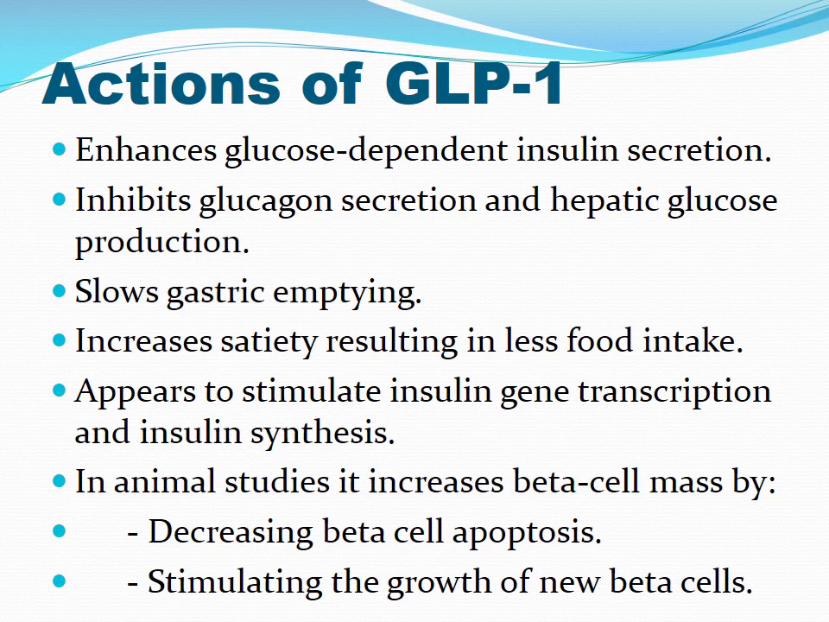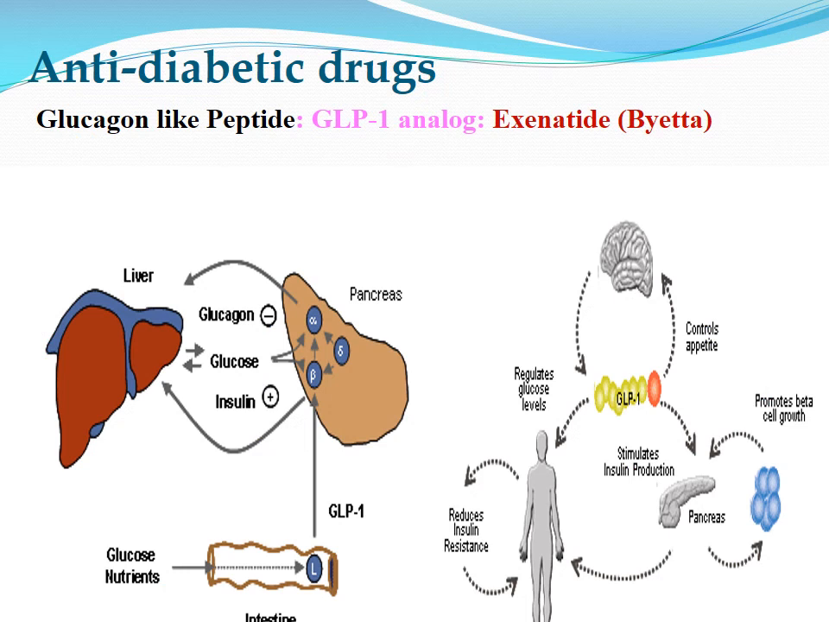It appears to stimulate insulin gene transcription leading to more insulin synthesis. In animal studies, it has been found to increase the beta cell mass by decreasing beta cell apoptosis and stimulating the growth of new beta cells. A glucagon-like peptide 1 analog is exenatide. They act on both the pancreas and liver.